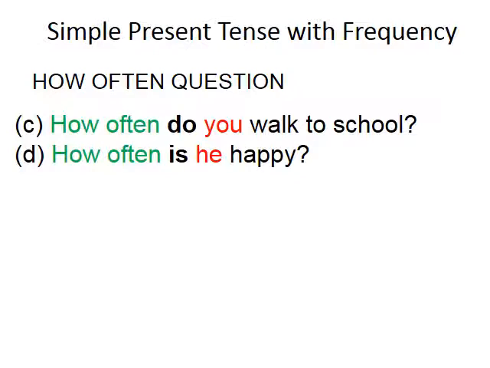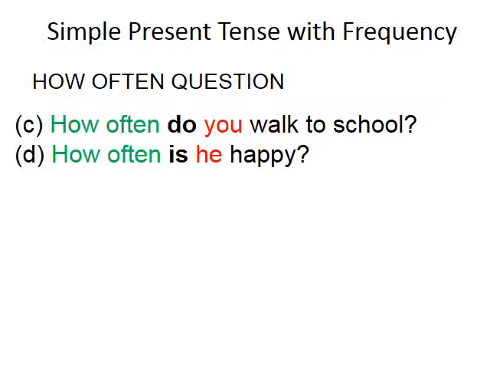Now there's also how often questions. In these questions, you're not asking for a yes or a no, but the answer that you're going to give is going to be a frequency adverb. How often is asking you, out of 100%, what percent do you do this thing? In this case, we have the same construction that we always have with questions. We start with a question phrase, how often, followed by a helping verb, do, followed by the subject, you, then the verb, walk, and ended with the complement, to school.